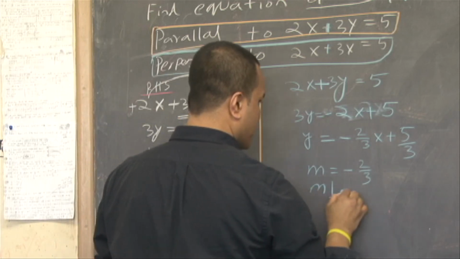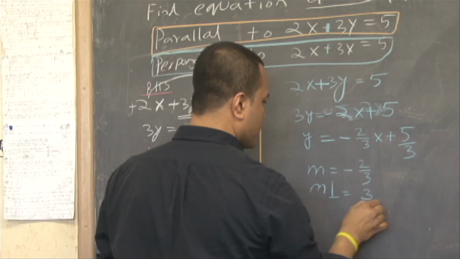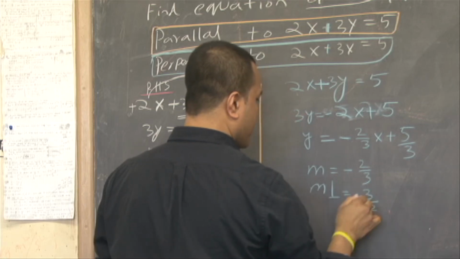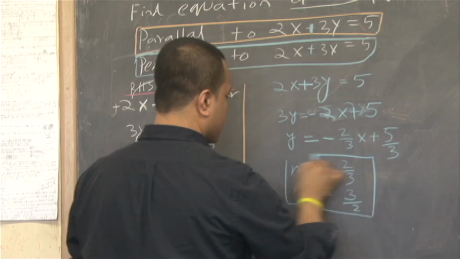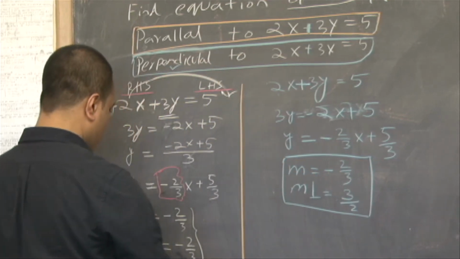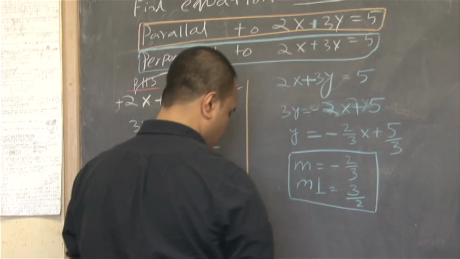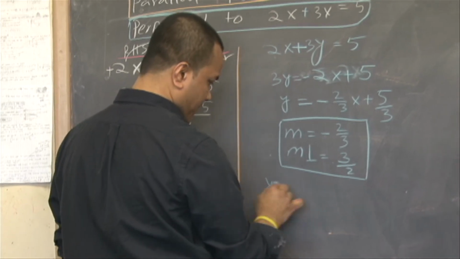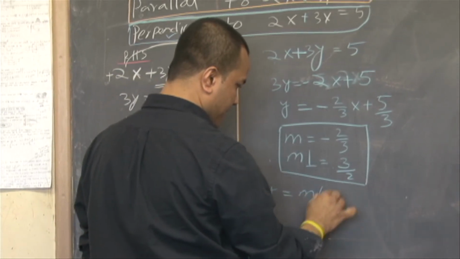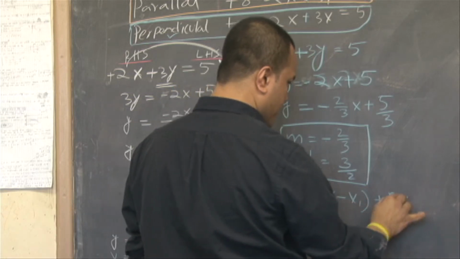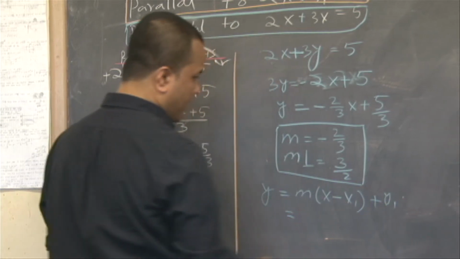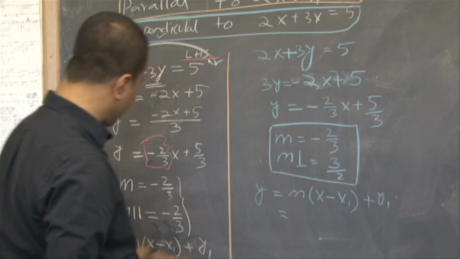So m perpendicular is 3 over 2, and the negative becomes positive. That's how you make perpendicular. Alright, so now we're going to do the same thing. y is m times x minus x1 plus y1. Alright, so what is our m? m is 3 over 2.